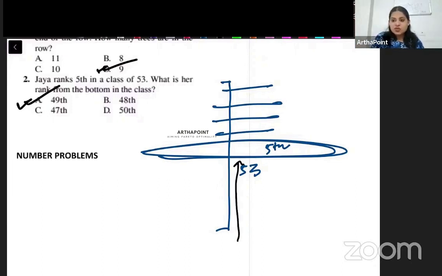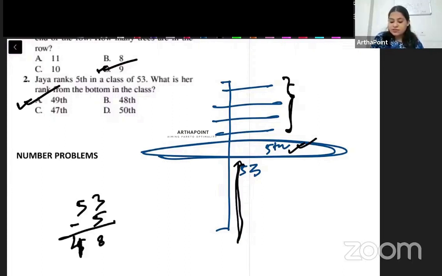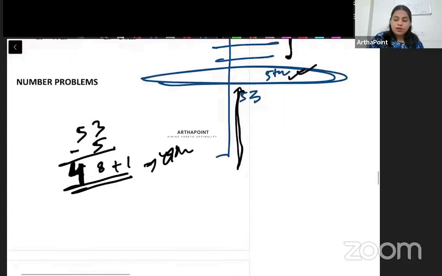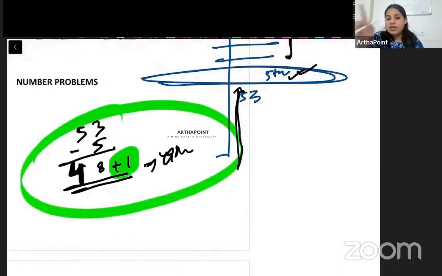Beta, 53 students are there, her rank from here is 5th, so she is at 5th position leaving 4 people above. Now start looking from here. So 53 minus 5 will give you 48. But in such cases you always add 1 to it. So it will be 49th position from above. Please understand, it will be 49th position from above. Very important. You always add back 1 to it. Tricky, but you have to add back 1 to it.